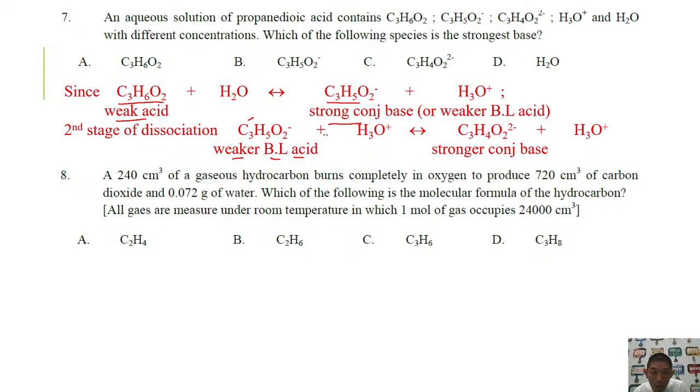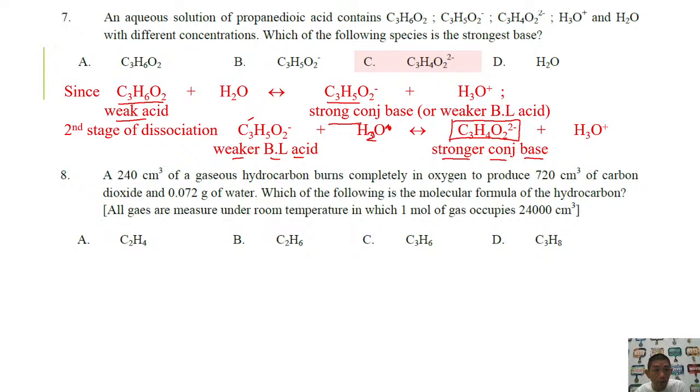When this weaker Bronsted-Lowry acid dissociates with another water to release another hydrogen ion, a weaker Bronsted-Lowry acid will produce a stronger conjugate base. So as a result, the doubly deprotonated species is the strongest conjugate base among all of the species present here. Therefore, the best answer for question number 7 is C. This is how we deduce which species is the strongest base.